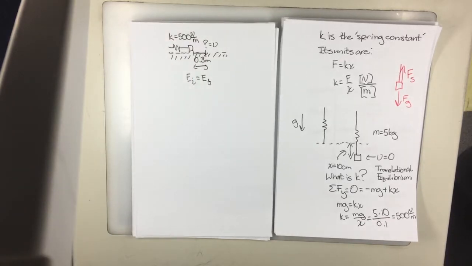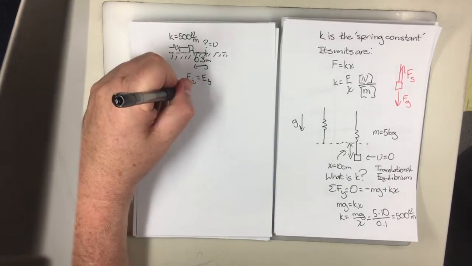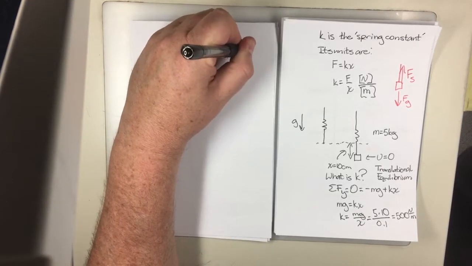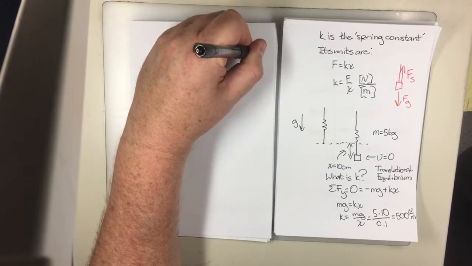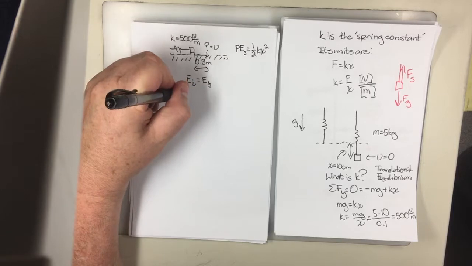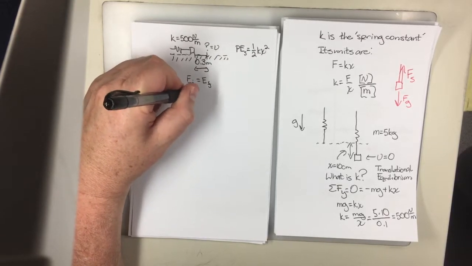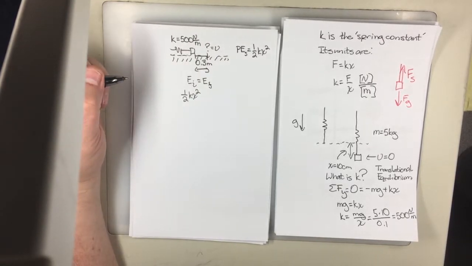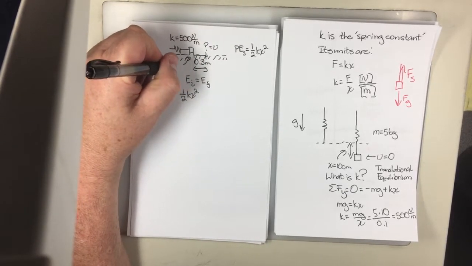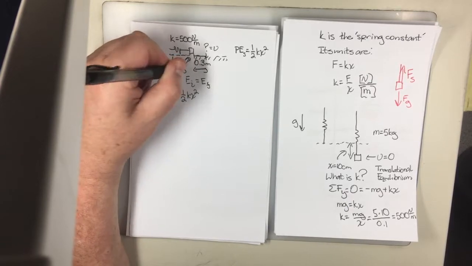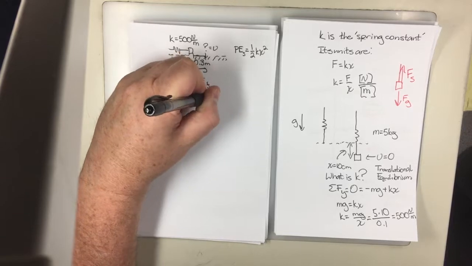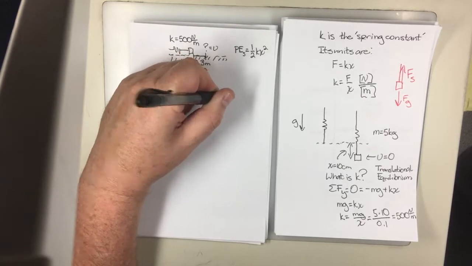Initially, there is no kinetic energy. So the initial energy is simply, and finally I get to use this, the potential energy of a spring, 1/2 kx squared. We'll use the same mass, 5 kilograms. The energy final is all kinetic, so 1/2 mv squared.